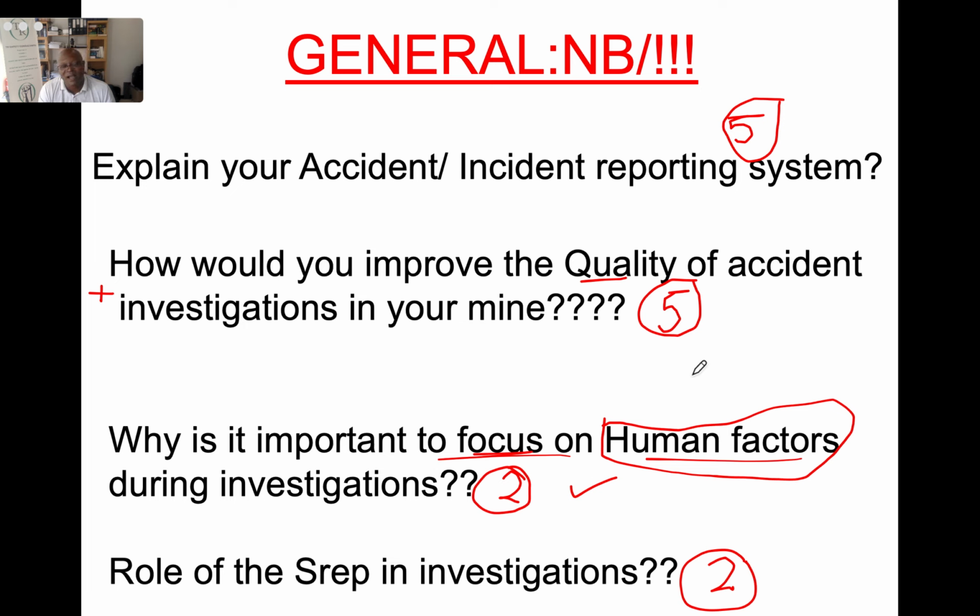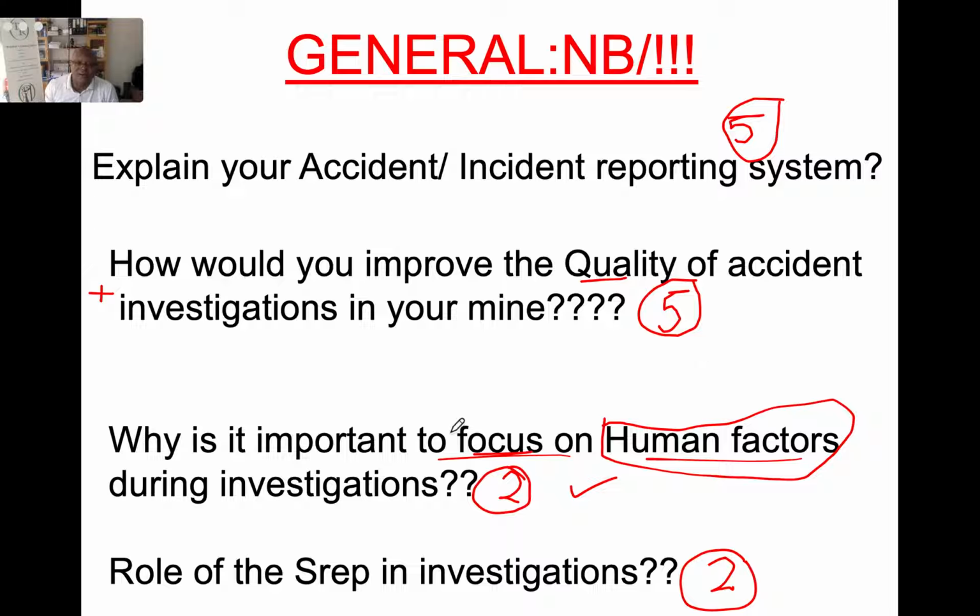But remember, I also said in that one installment that your systems can fail. So we shouldn't only stop investigating after we identify the human factors. We must also go right through the process and identify the systems. If our systems are fine, fair enough. But sometimes systems can be inadequate or can lack, which can lead to accidents.